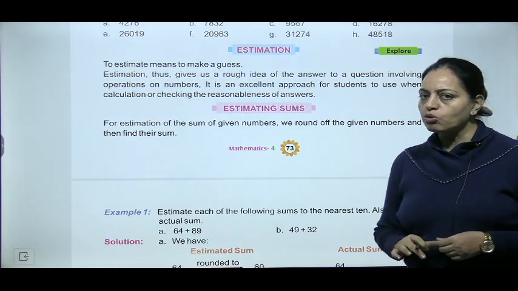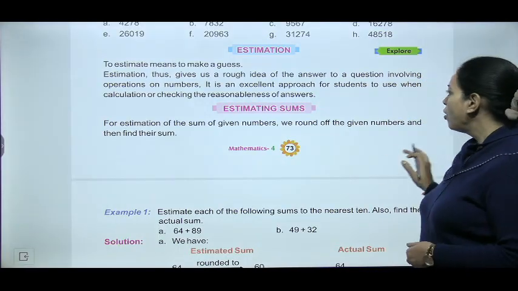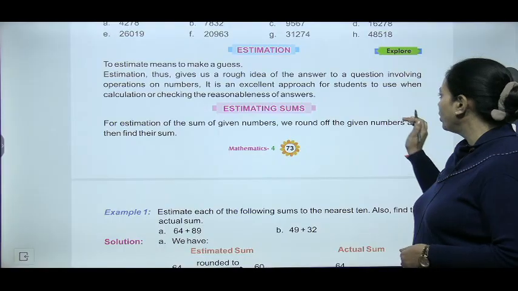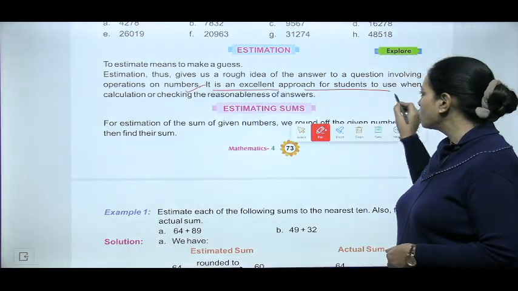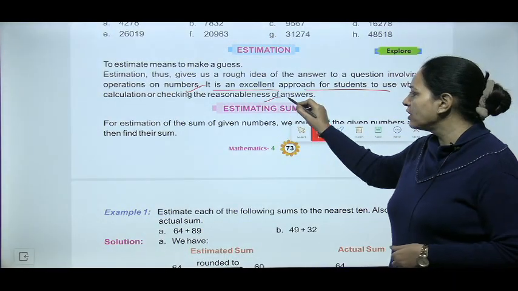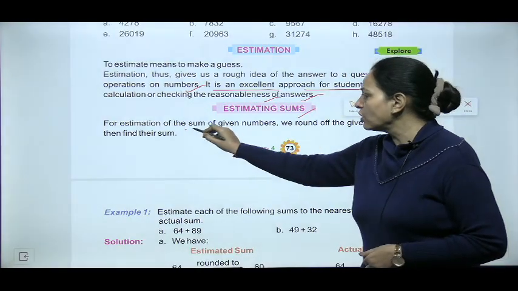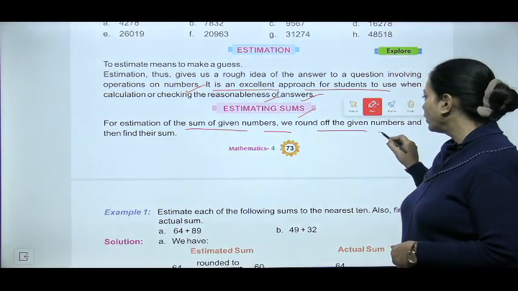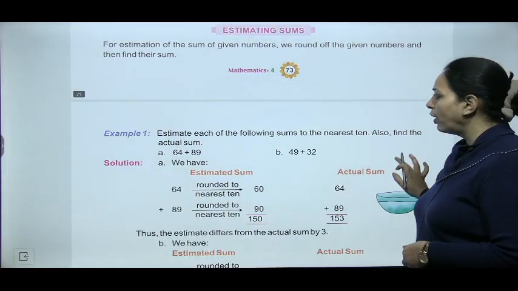Now estimation. To estimate means to make a guess. Estimation thus gives us a rough idea of the answer to a question involving operation on numbers. It is an excellent approach for students to use when calculation or checking the reasonableness of answer. See estimating sums. For estimation of the sum of given numbers, we round off the given numbers and then find their sum.